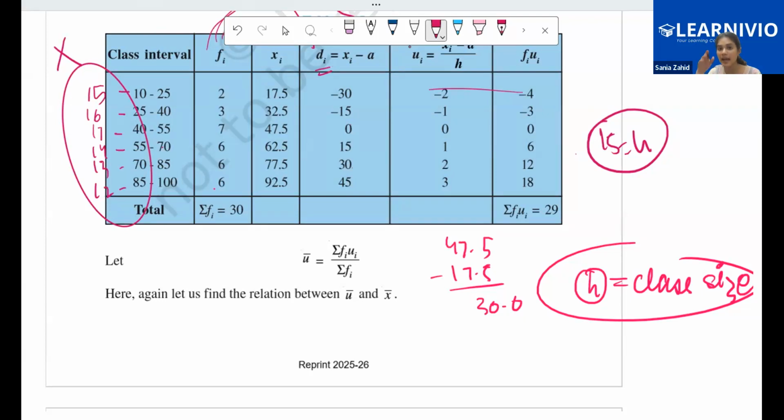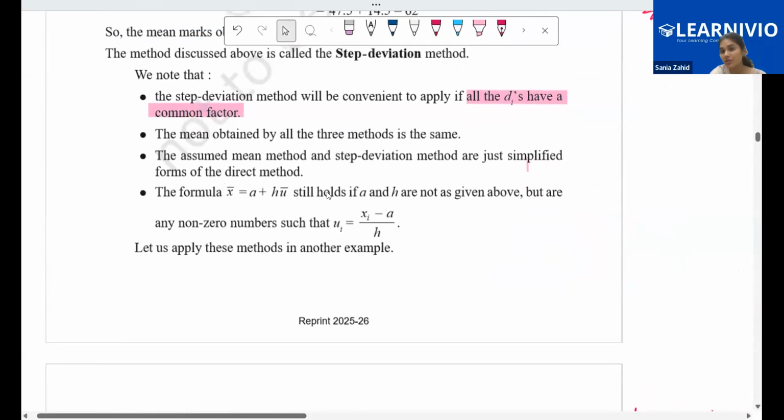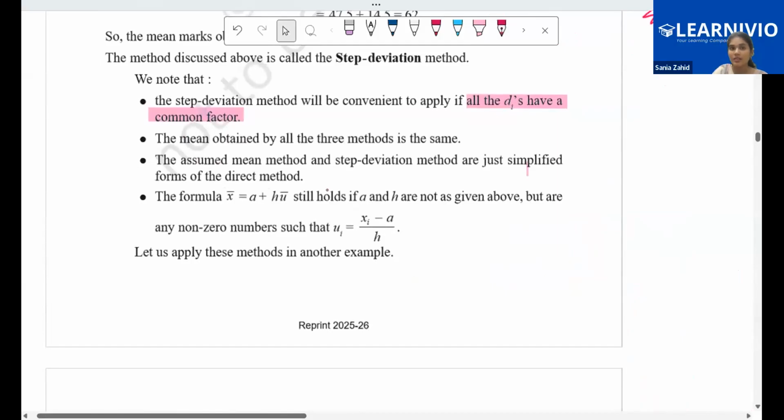See, all of them are divisible by the same number. They have a common factor. What is the common factor? 15. So now you're going to look at the common factor and then calculate your answer. Do you understand this? Yes, ma'am. See, most of the time in your syllabus, I don't think any question has a different class size. But still, in case the class size is different, how do you calculate this h value? You look at the deviations, you can easily see what common factors they have, and then you calculate. So we use the step deviation method if all the d's have a common factor.